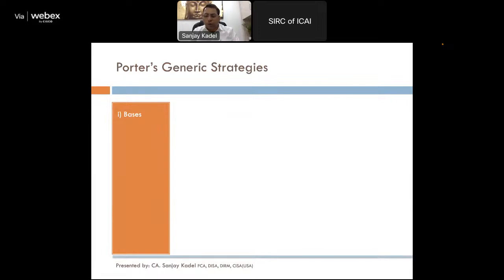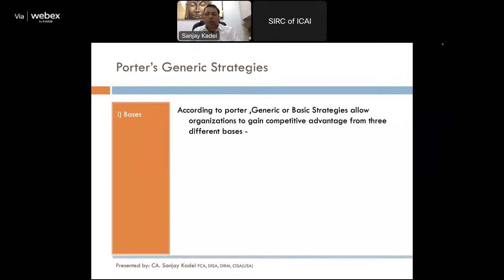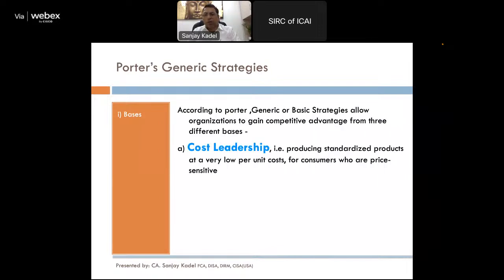So, when we talk about generic strategies, we are going to talk about generally universal strategies. So one strategy according to Porter is cost leadership strategy. That is producing standardized products at a very low cost per unit for consumers who are price sensitive. This, if you remember, we already discussed under the competitive advantage discussion.